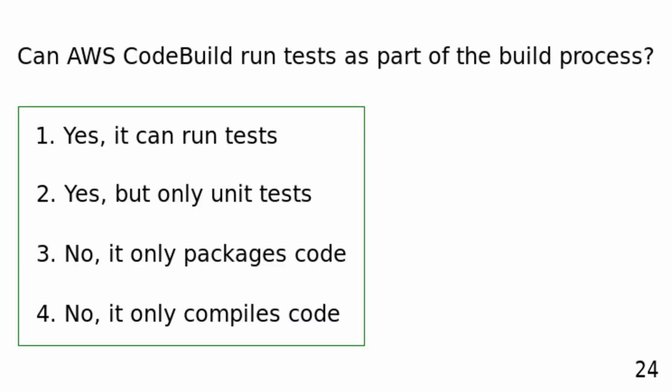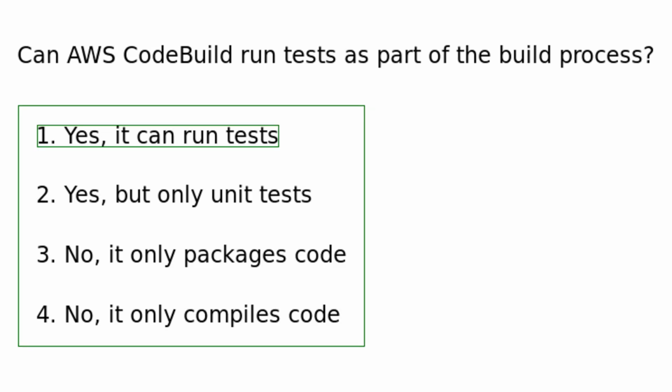Can AWS CodeBuild run tests as part of the build process? Yes, it can run tests. Yes, but only unit tests. No, it only packages code. No, it only compiles code. AWS CodeBuild can run tests as part of the build process, including unit, integration, and functional tests.